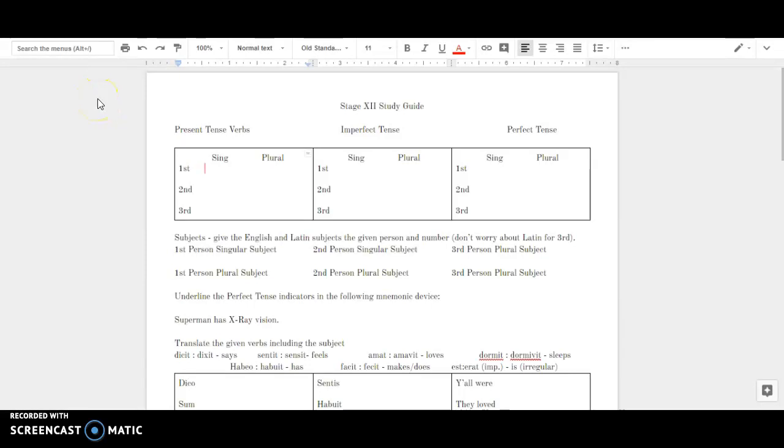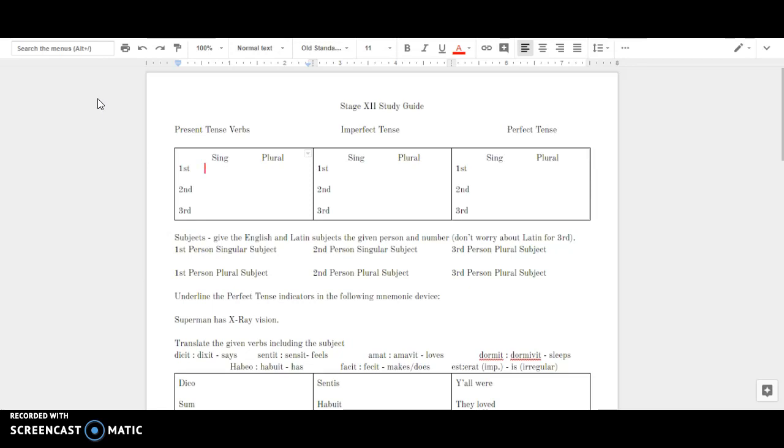This is Mr. Hodges, and this is the Stage 12 Study Guide. This test, the main grammar component is all the verb endings for the present, imperfect, and perfect tenses. We've already known the present tense, and we knew a little bit of the imperfect and perfect, but we've added 4 new endings to complete those 3 tenses, and we're going to use them.